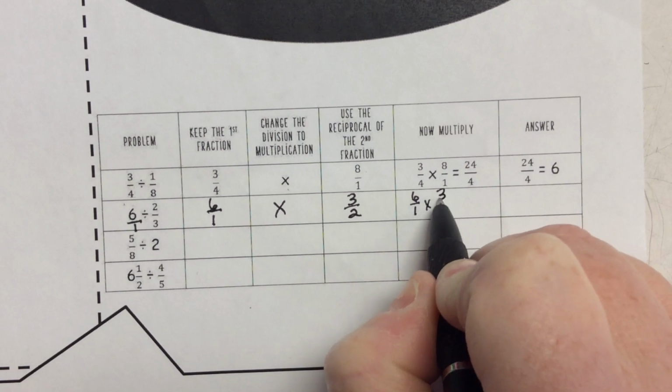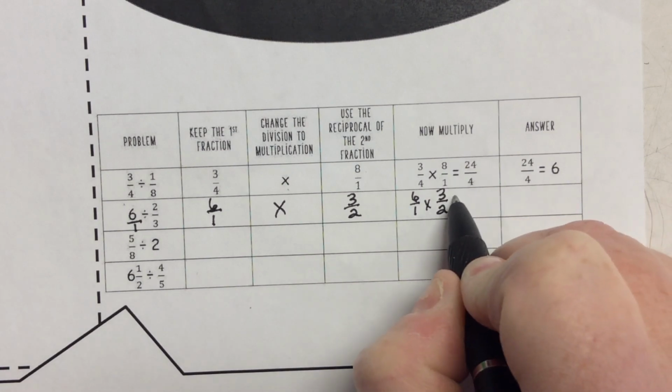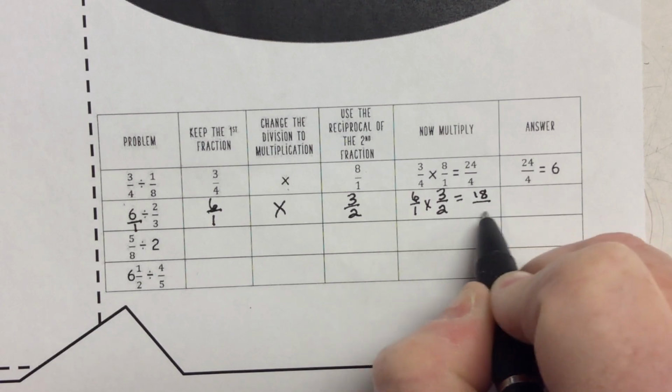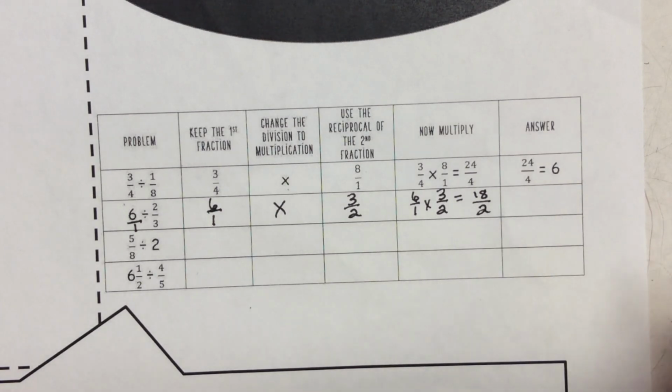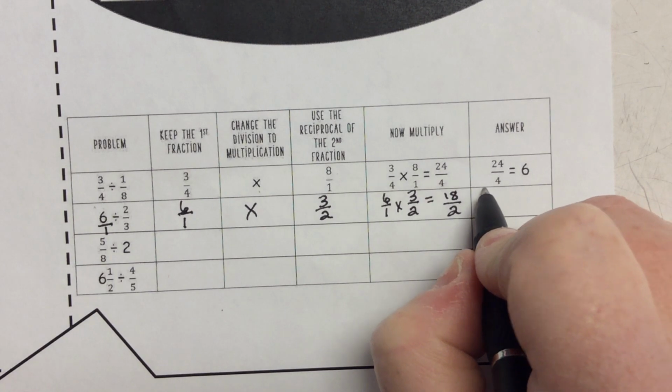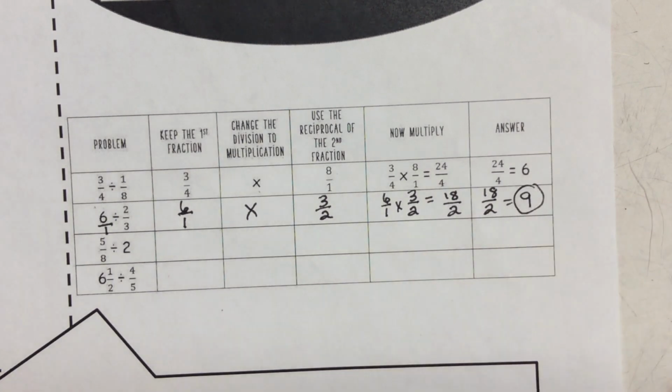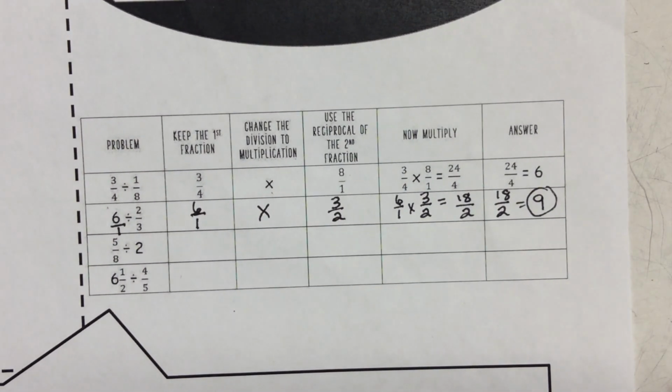6/1 times 3/2. So 6 times 3 is 18, and 1 times 2 is 2. Okay, we go over here. 18 divided by 2 is 9, and that is my answer. So 6 divided by 2/3 is 9. Okay, if I had 6 pizzas and I wanted to give all of my friends 2/3 of a pizza, I could share it with 9 friends.